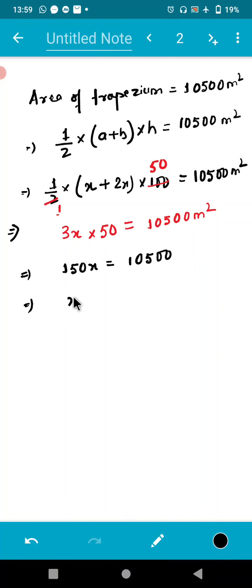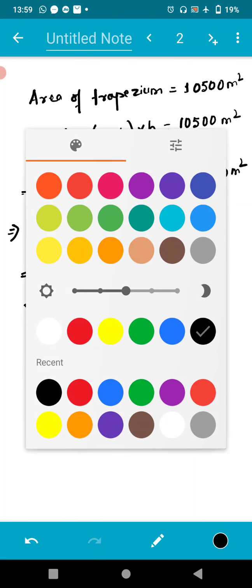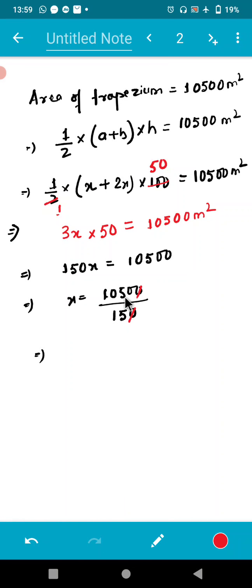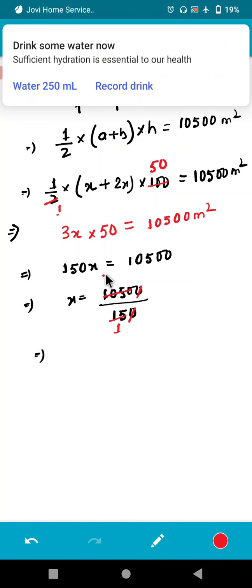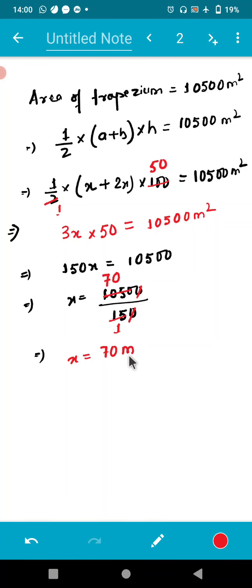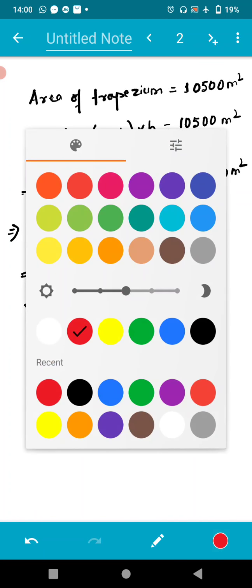Now, get the value of x. For that, we have to transpose this 150 towards the right hand side, so we divide 10500 by 150. Reduce this again, the 2 zeros will be reduced. So the answer would be: 15 7s are 105, so it would be 70. So x would be equal to 70 meter.